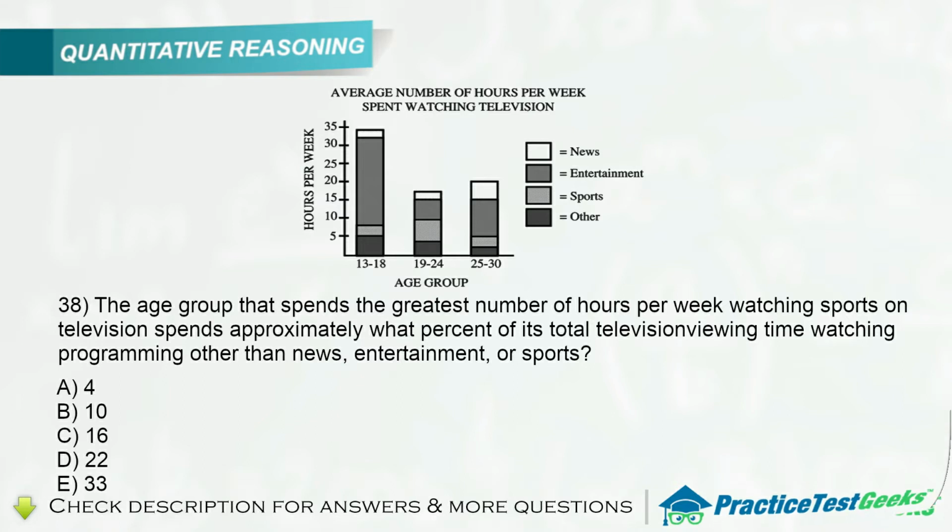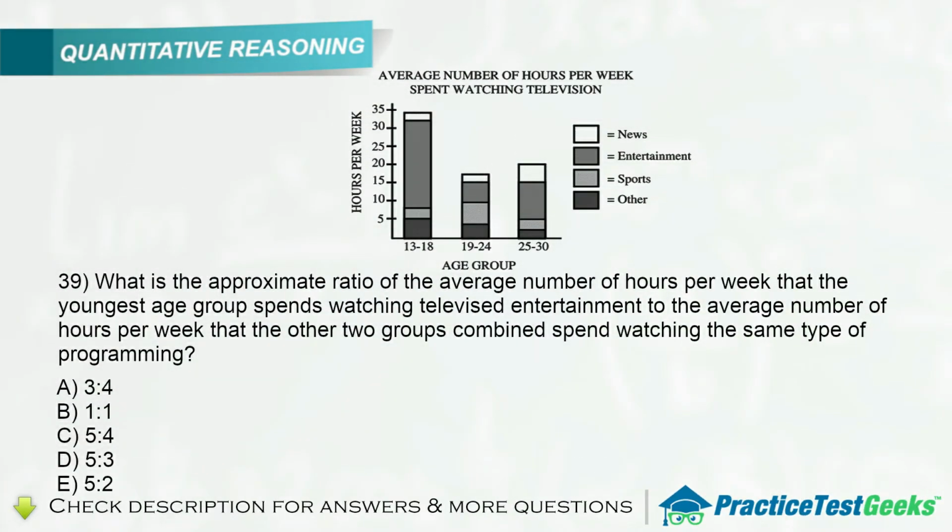Question 39. What is the approximate ratio of the average number of hours per week that the youngest age group spends watching televised entertainment to the average number of hours per week that the other two groups combined spend watching the same type of programming? A. 3:4. B. 1:1. C. 5:4. D. 5:3. E. 5:2.